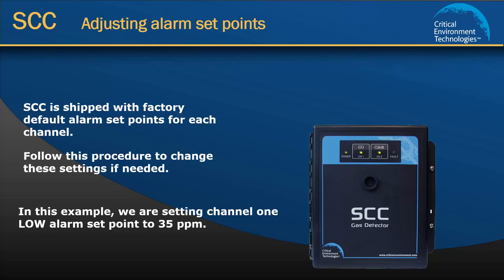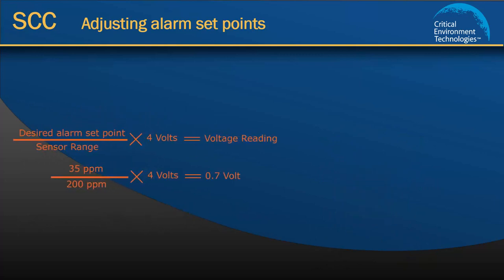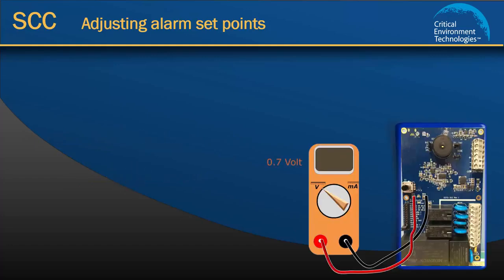To adjust the alarm set point, you need to calculate the corresponding voltage for the ppm concentration. Using the formula on the screen, we know the value we want to set is 35 ppm and the CO sensor range is 200 ppm, so the corresponding volt reading for 35 ppm is 0.7 volts.